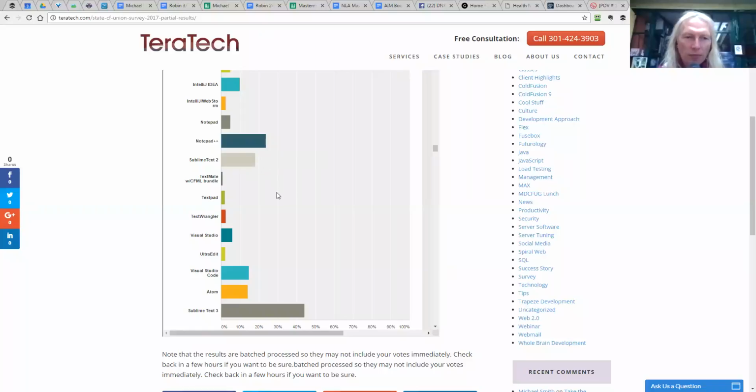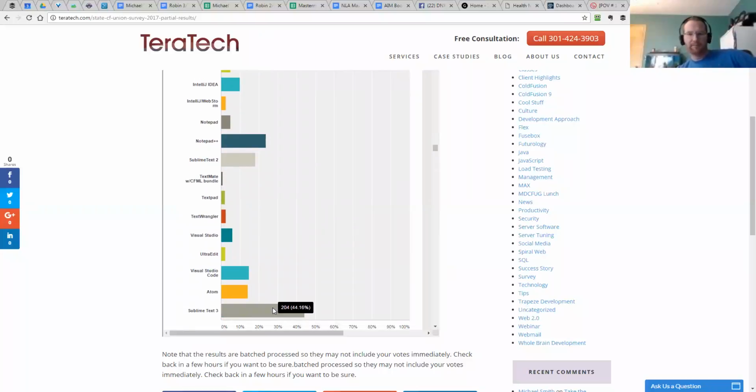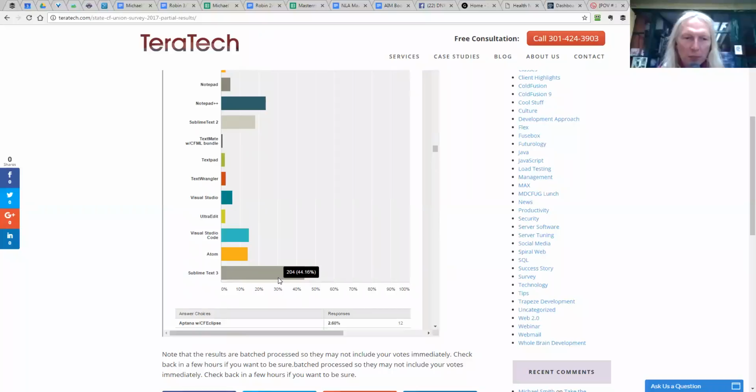We removed a couple this year. Like I think Vim used to be on there, and maybe Emacs. We did that because we only had like 2 or 3 votes last year, so we just removed them. And I just noticed scrolling to the bottom that it looks like the most popular is actually Sublime Text 3. Yeah, and that's no surprise.